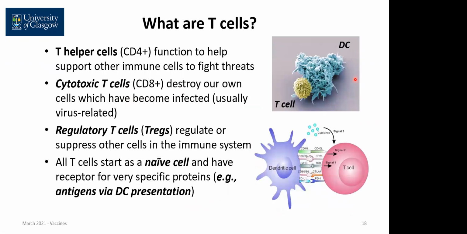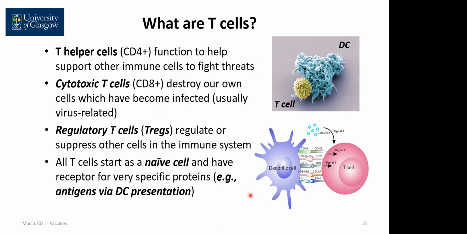So these are the different types. We have T helper cells, which function to help support other immune cells to fight threats. Cytotoxic T cells can destroy the body's own cells, and this is specifically important if the cell is infected with an intracellular bacteria or even a virus. Regulatory T cells, also known as Tregs, regulate or suppress other cells in the immune system.